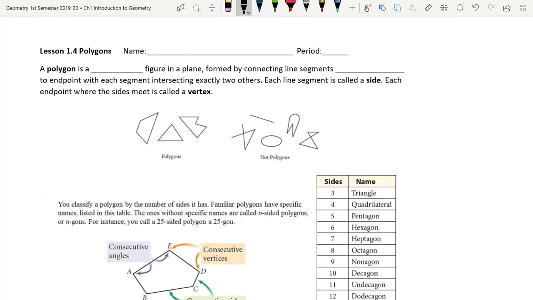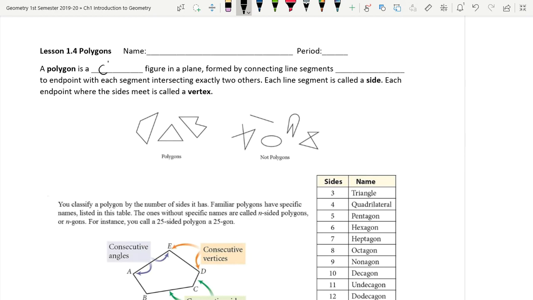What is a polygon? Polygon is what a pirate says when he loses his parrot. Polygon. No, a polygon is a closed figure. You'll be hearing lots of those throughout the year, so you'll get used to it.